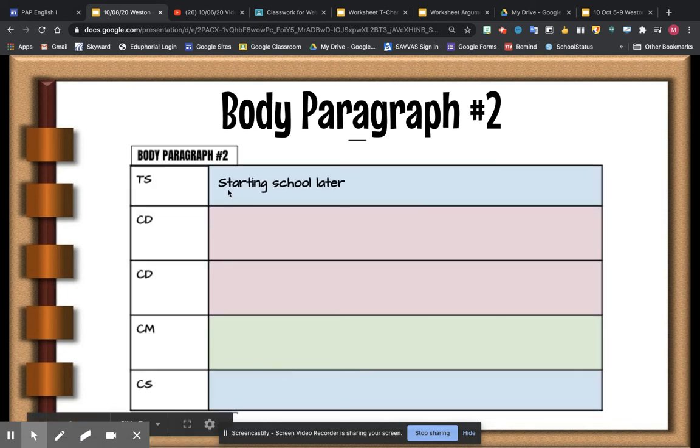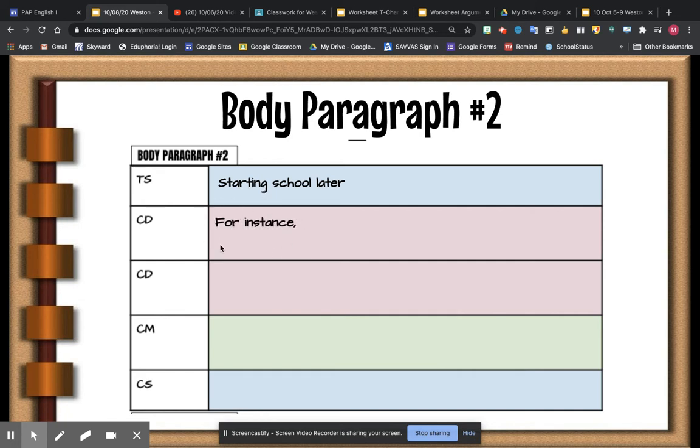So again, remember, topic sentences, this is just a little lead that you could start with. Starting school later is positive because it should not happen. You do not have to use this as a starter. That was just there as a guide.